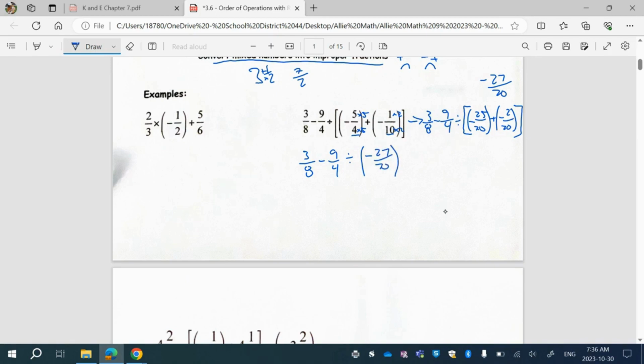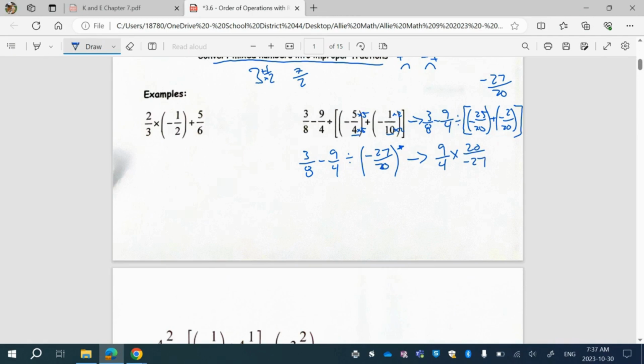And now what we can do is let's deal with our division next. So we are going to need to take the reciprocal of our second fraction, which is this one right here. So let me rewrite this part, at least, of the equation over here. So I'm going to rewrite the part we're going to do next. So 9 over 4 times 20 over negative 27.